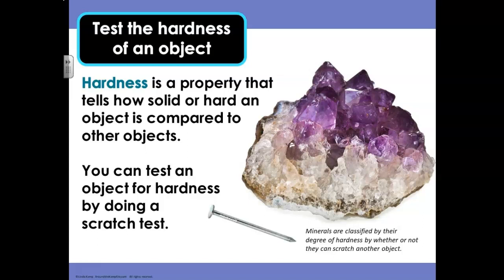All right, you scratch. It's called a scratch test. You use a nail or something like that to scratch it, and it decides how hard it is based on that. It says minerals are classified by their degree of hardness, by whether or not they can scratch other objects. In third grade, you'll learn about the Mohs hardness scale, and it talks about the hardest minerals to the softest on a scale of 1 to 10.